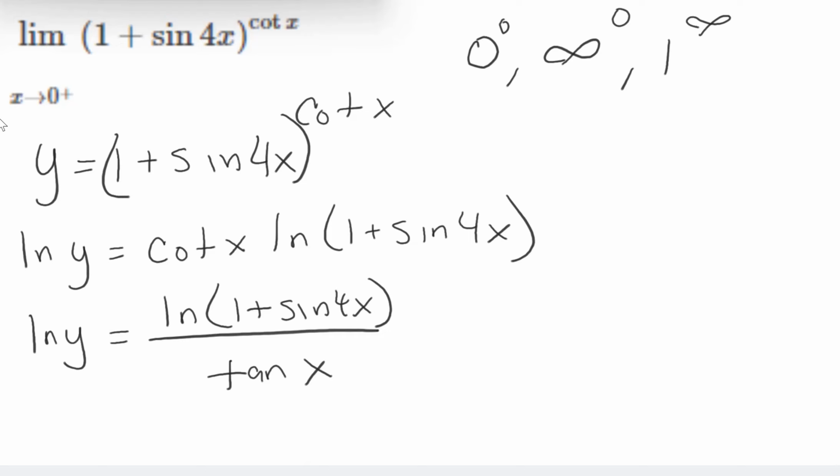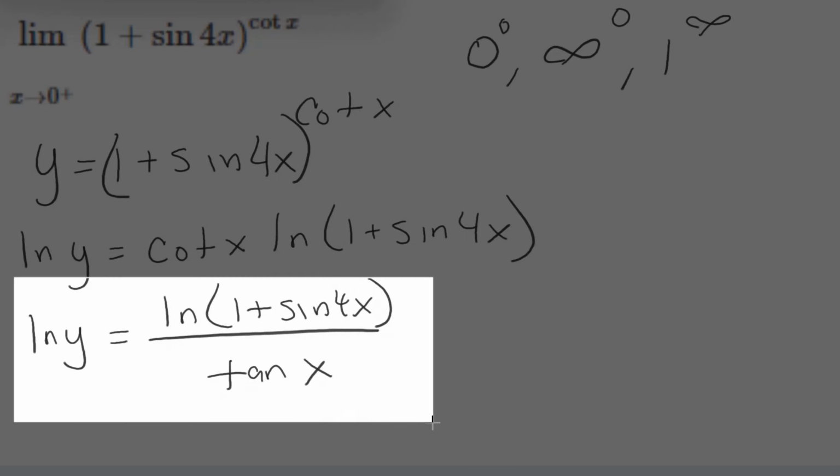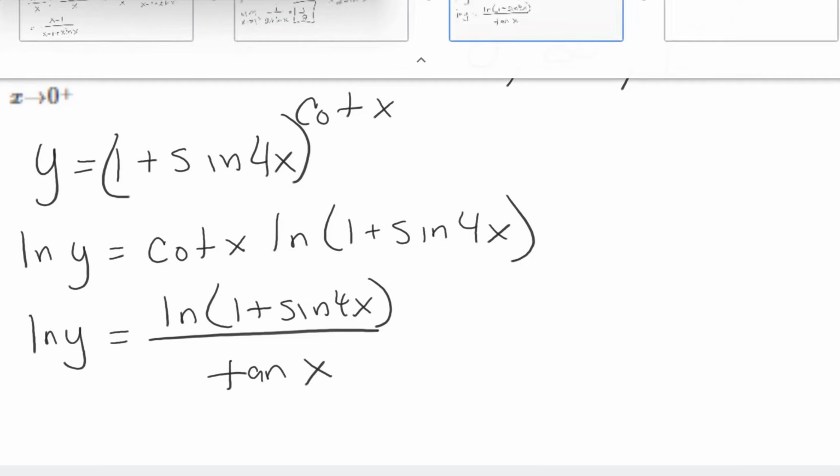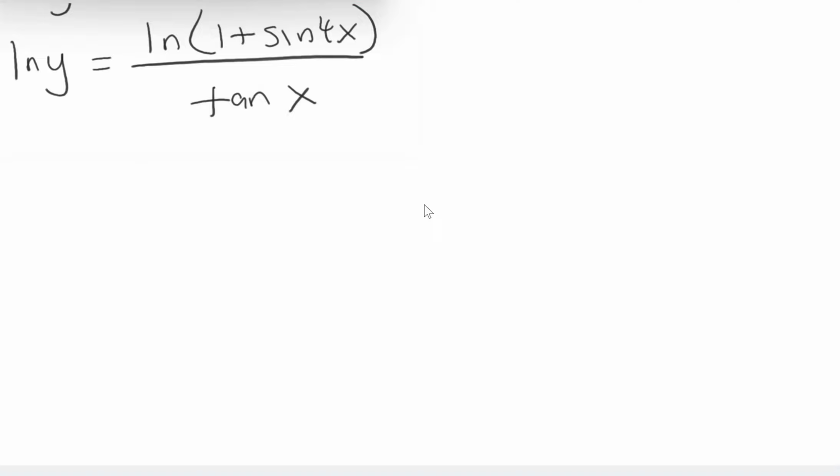All right. So we now have this, which is something I can do L'Hopital's rule on. We're going to, for all intents and purposes, ignore this piece for right now. Ignore it for that second, and we're just going to look at this side, because we're really finding the limit of both sides. So we're going to find the limit of this side first.